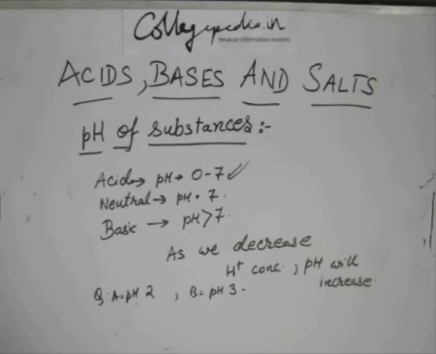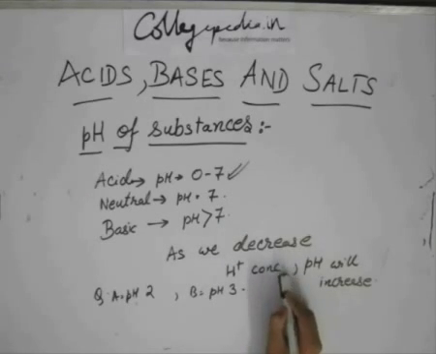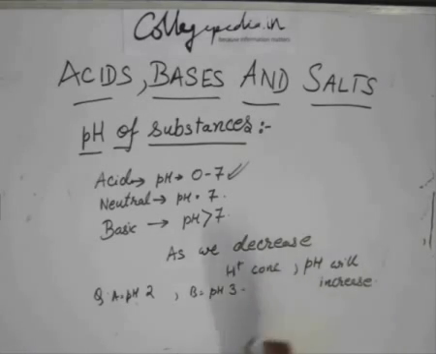So we have pH 2, and we know that as the pH increases, it means that the H plus concentration is decreasing. And if the H plus concentration is decreasing, it will become less acidic, because if you have lots of H plus, it is a very strong acid. If you have very little H plus, it is a very weak acid.